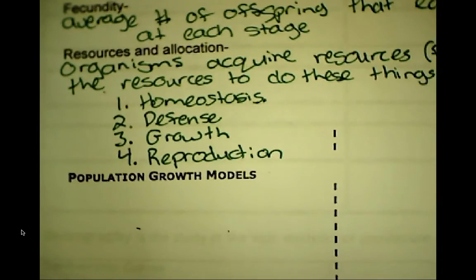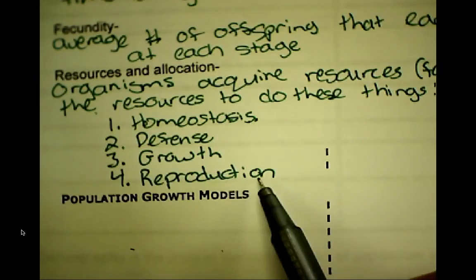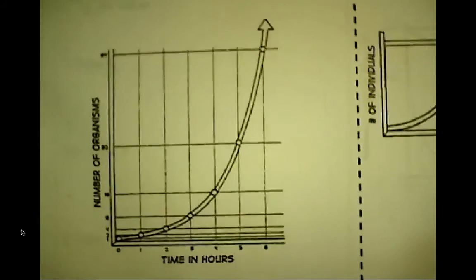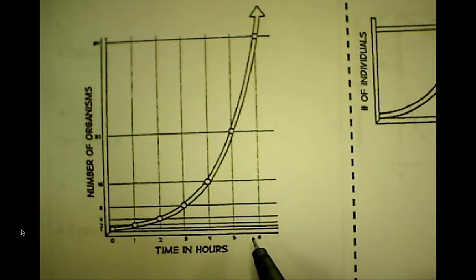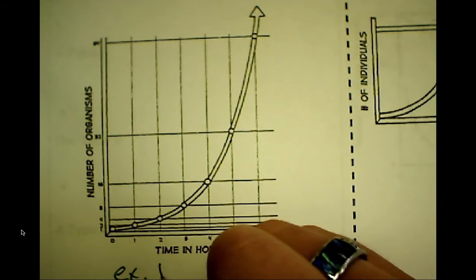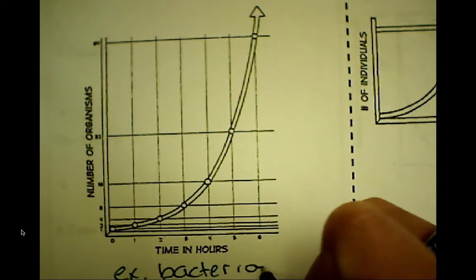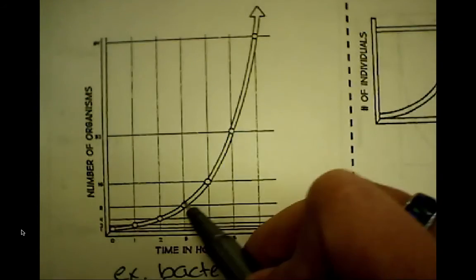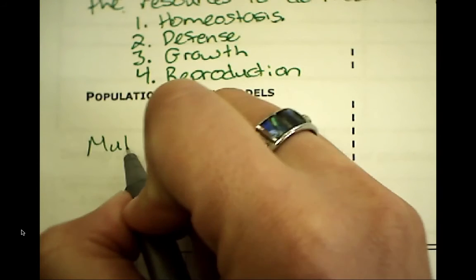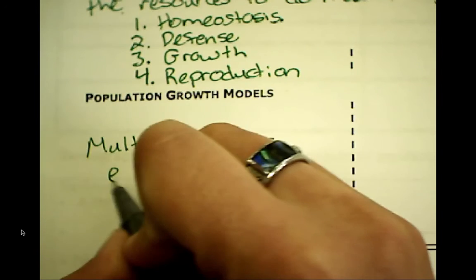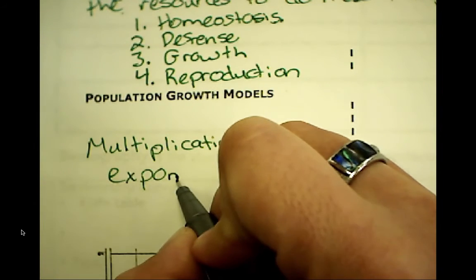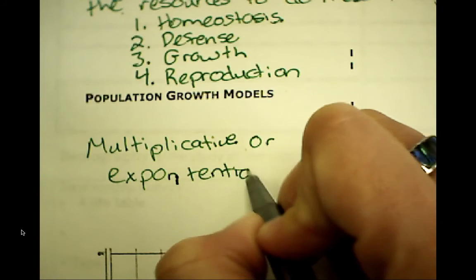Now, if you have enough for reproduction, if the population has enough resources, then they get to grow. And there's two growth models. And on this side, this model, where it just, within a few hours, this is the example of bacteria. We'll put an example bacteria down here. Within a few hours, the population has exploded or grown exponentially, okay? So this is what they call multiplicative, because it multiplies, or exponential growth. Exponential is probably the more common one. Your book uses the other term, so I just want you to recognize it.